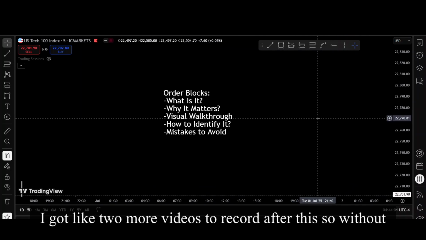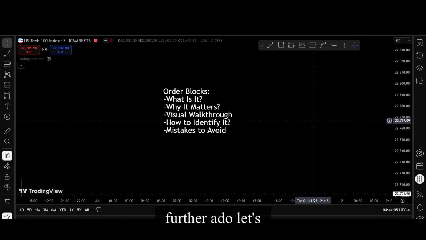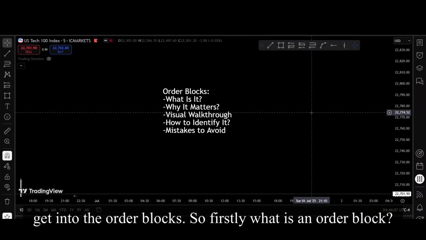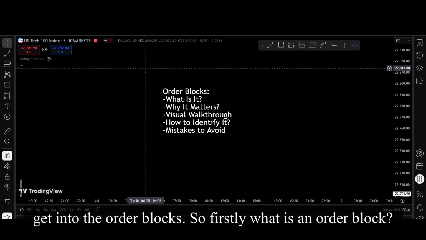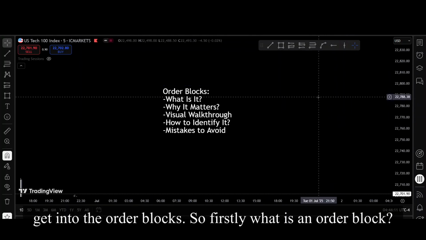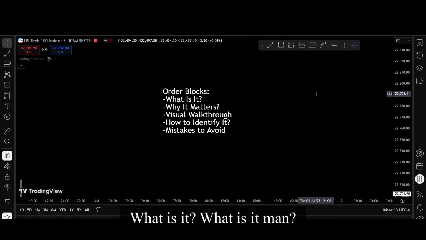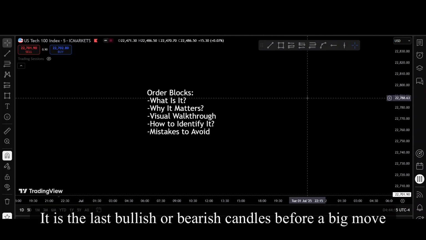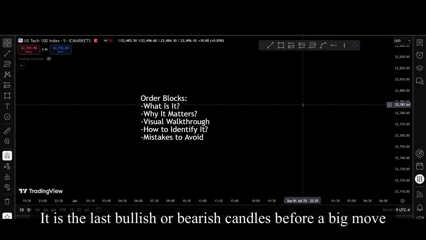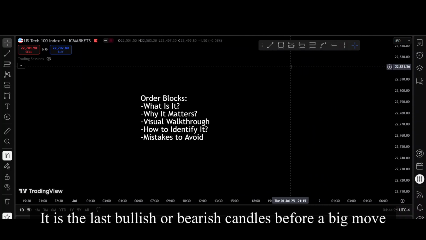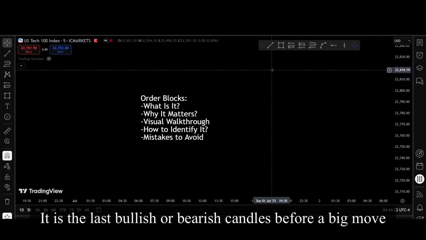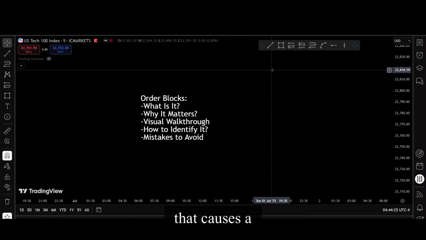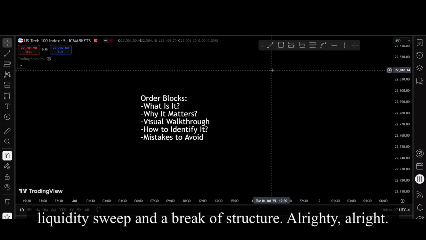I got like 2 more videos to record after this, so without further ado, let's get into the order blocks. So firstly, what is an order block? It is the last bullish or bearish candle before a big move that causes a liquidity sweep and a break of structure. Alrighty.